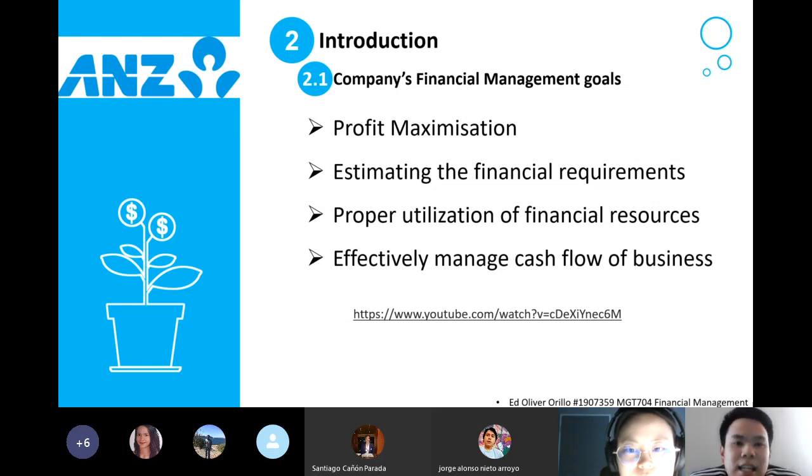And lastly, ANZ wants to effectively manage the cash flow of their business, which means that the bank always tracks how much money is coming into and going out of the bank. With this, it helps them spot trends, prepare for the future, and tackle any problems with their cash flow. It pays to practice cash flow management often to make sure that the bank has enough money to keep it running.